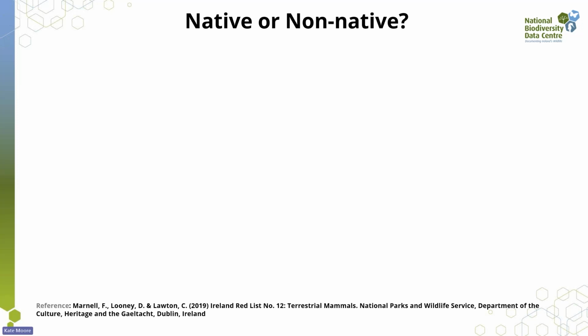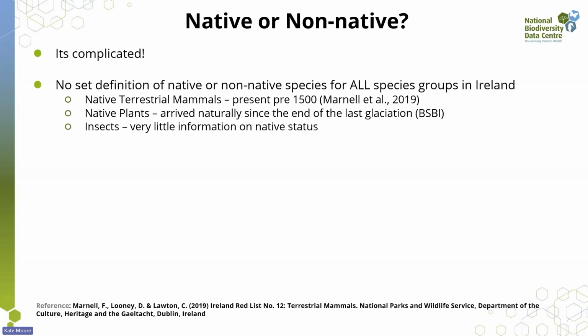To start, it would be good to discuss what we mean when we say a species is native or non-native. Well, I'm afraid it's a bit complicated. There's no set definition of native or non-native species for all species groups within Ireland. With regard to terrestrial mammals, we say that anything that was present prior to the year 1500 could be considered native. The BSBI classes native plants as ones that have arrived here naturally, so that's without the help of people, since the end of the last glaciation.